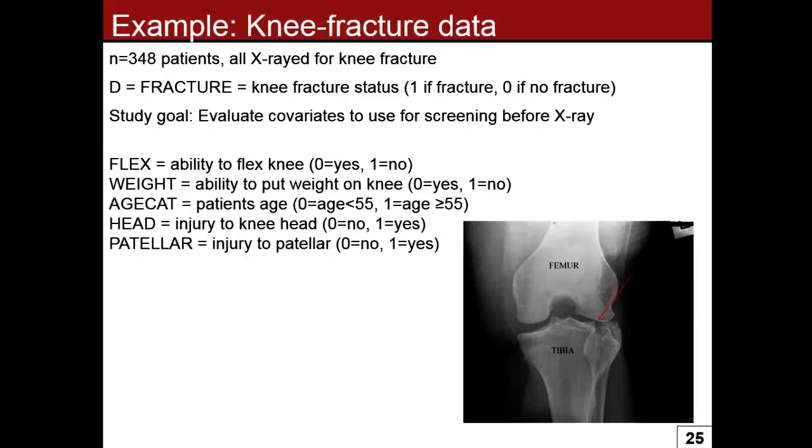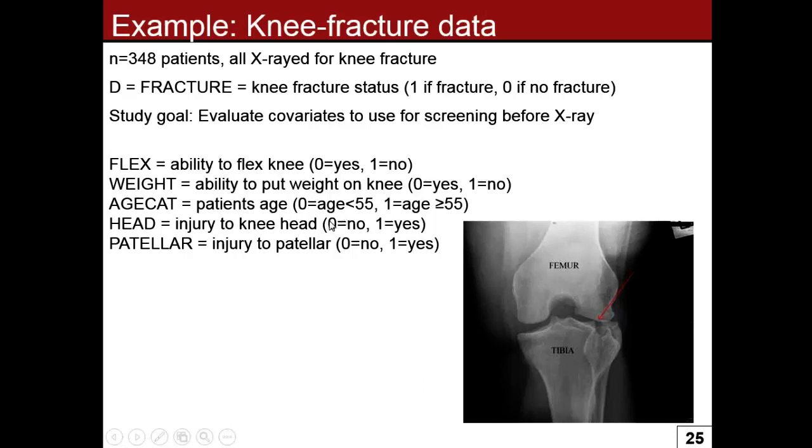So here's an example of knee fractures. This is not me. I wish I had my x-ray, I don't. So here's an example where we have 348 folks, and the outcome is fracture or no fracture. Imagine you're in a world where there's no x-rays and all you have is this information: physical observations on the patient.